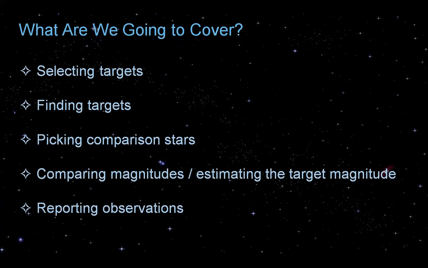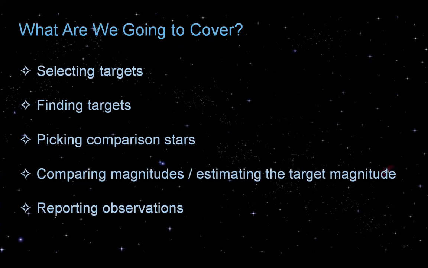I'm going to show you the rest of this presentation. I'm going to show you how to select a variable star that you may have an interest in observing. And the list of stars you select will become what they call your program stars. Then I'm going to show you how to find your variable star targets with various tools at your disposal. And when it comes time to observing a variable star, I'll go over how to pick what they call comparison stars, or comps as we call them.